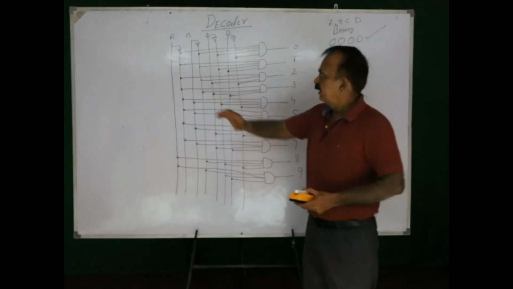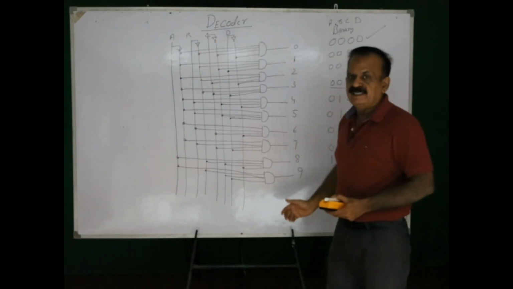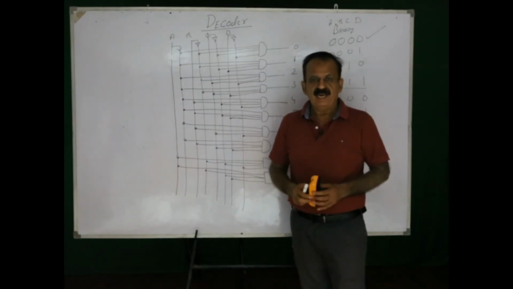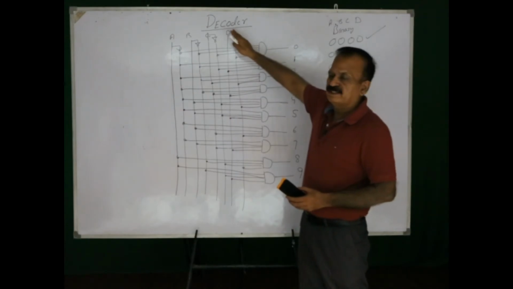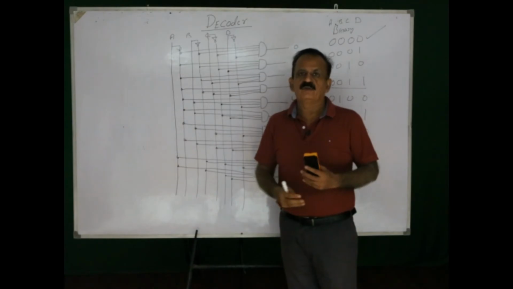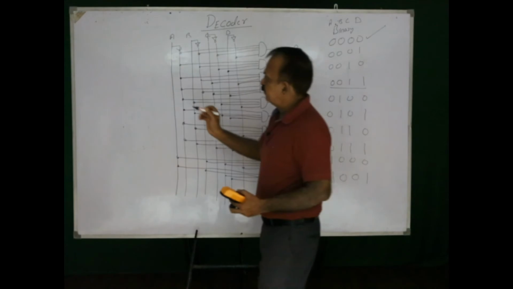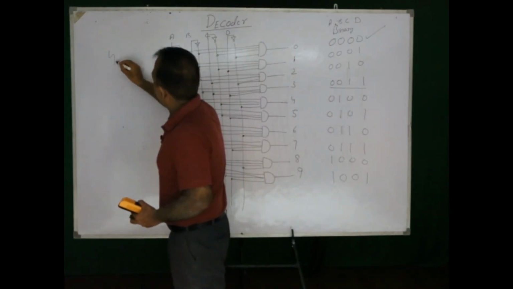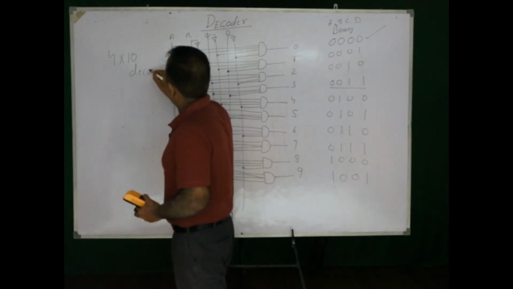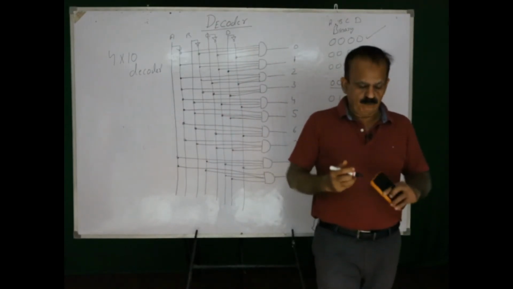In other words, I am giving the binary number here, and I am receiving the decimal digit equivalent to that binary number. And this is what the functioning of this decoder is. It will be converting the binary number to decimal number. Now, if we see, this circuit is having 4 inputs and 10 outputs, and that is why this is known as 4 by 10 decoder. This circuit is 4 by 10 decoder.